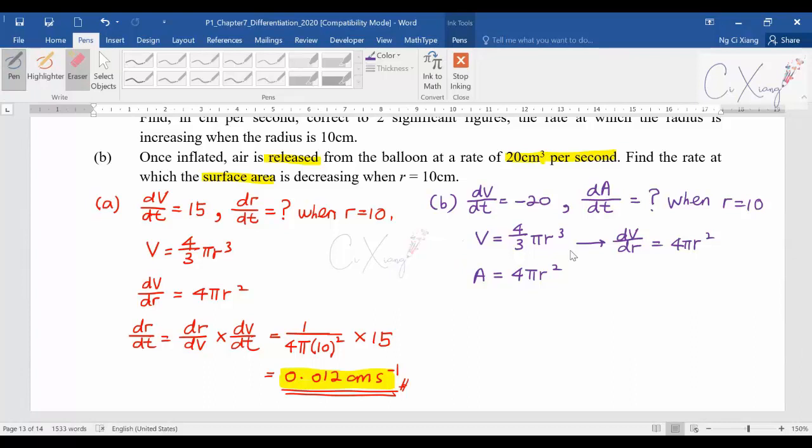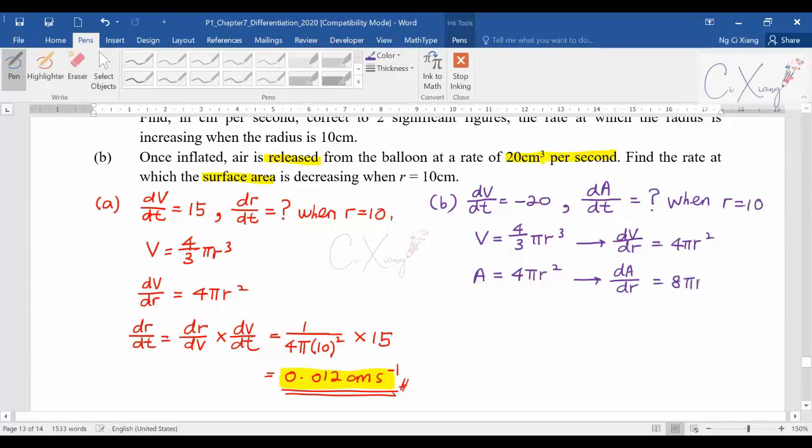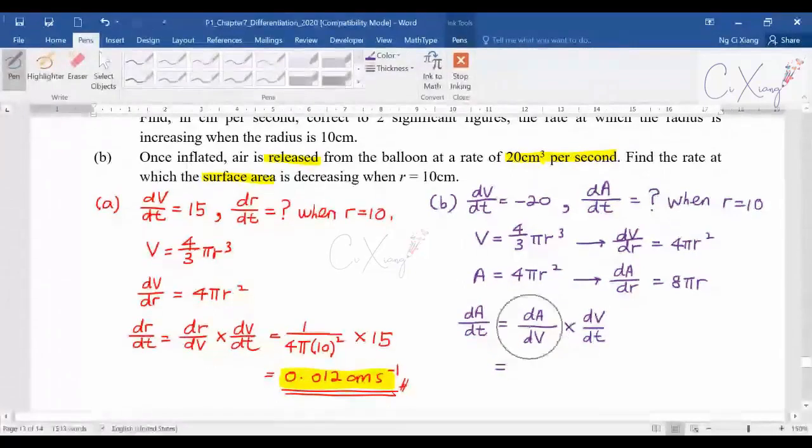What I do is find the differentiation for these two equations separately. For A, dA over dr equals 8 pi r. Now I want to find dA over dt. As I mentioned, we have dA over something multiplied with something over dt, and the something in the question is dV, so I want to have dV here. I don't have any equation with dA dV. I have dV dr and dA dr.